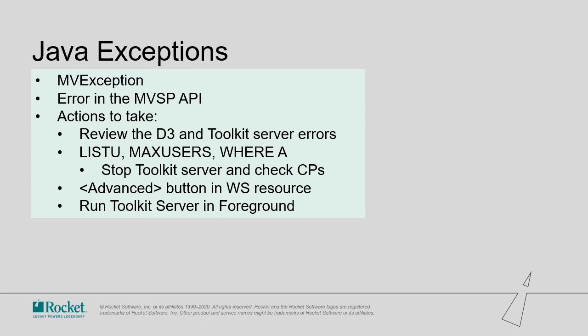MV exception. Like the previous exceptions, this relates to a problem getting stuff out of D3. Look in the same places: list errors, list runtime errors, and the MVSP log file. Listu, where A, and max users. Add to that where D to see if there are any MVS related pibs in the debugger. You can also use the IDE to edit a web service resource and make sure the subroutine arguments haven't changed. Then run the Toolkit server in foreground as your last resort.